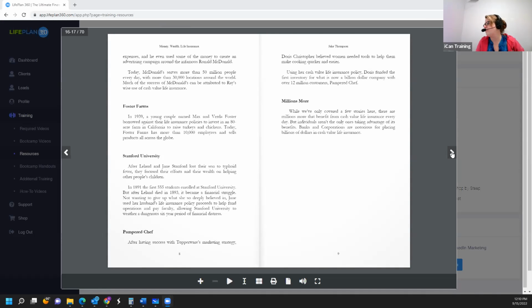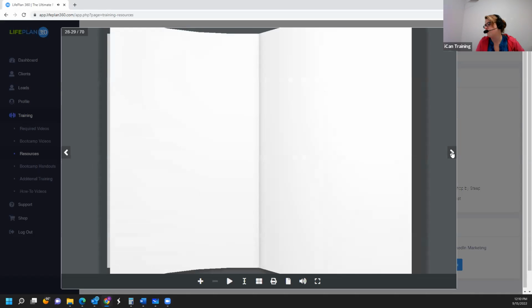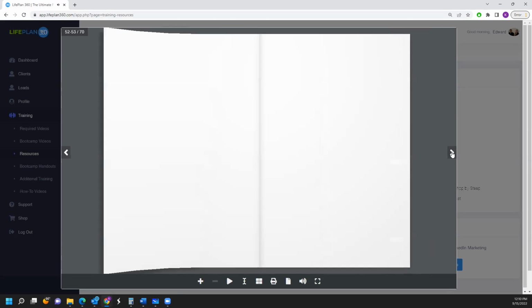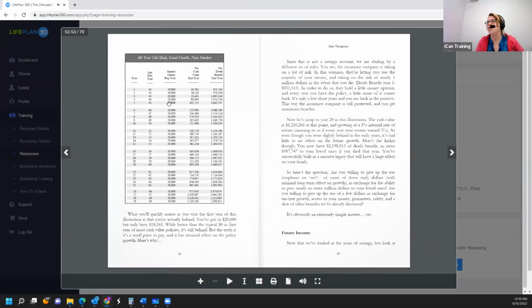So if I go to page 52. Yeah, so we actually have examples of this is what an illustration looks like for a 40-year-old male in good health, non-smoker. Keep in mind that these illustrations are a little bit older. They're not recent, and quite frankly, an illustration is old if it was done more than like 3 to 6 months ago.